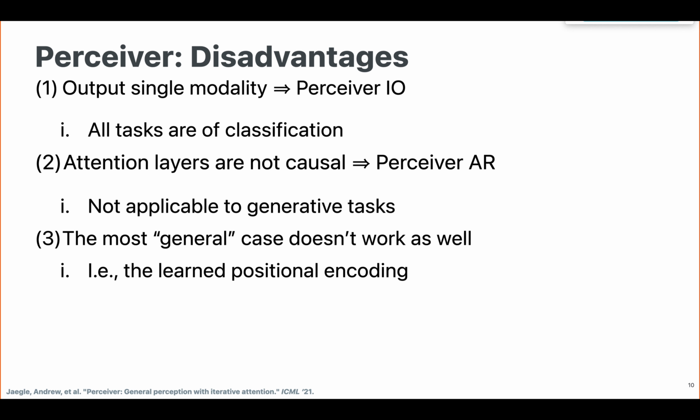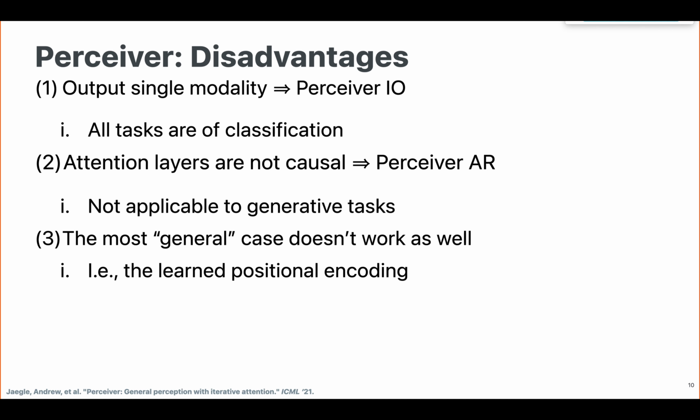Some criticism here. I think the first one is obvious, right? The model can only output one single modality. In fact, all the benchmarks they have done are classification tasks. And the second is that none of the attention layers is causal. So this really restricts the capability of generative tasks.